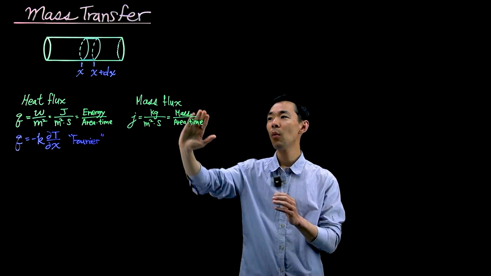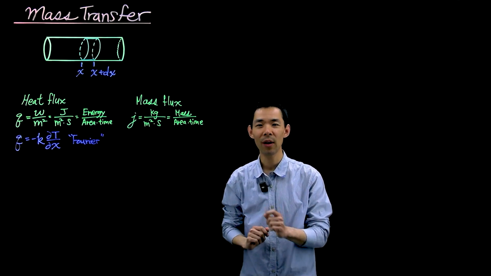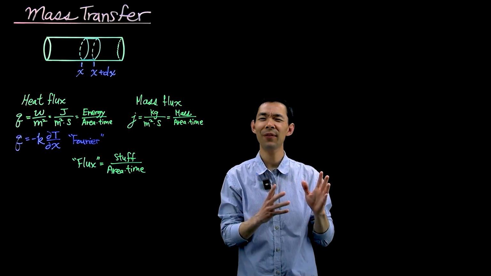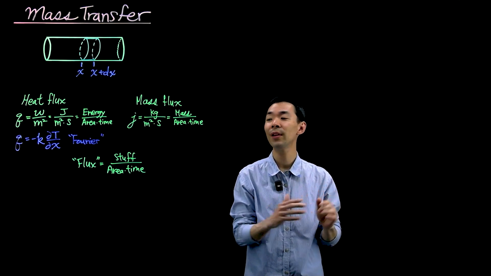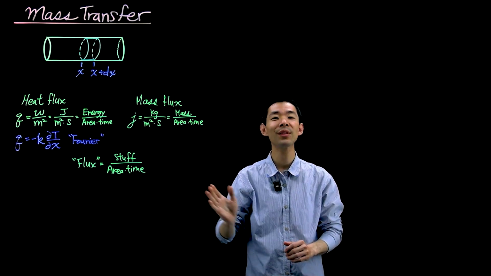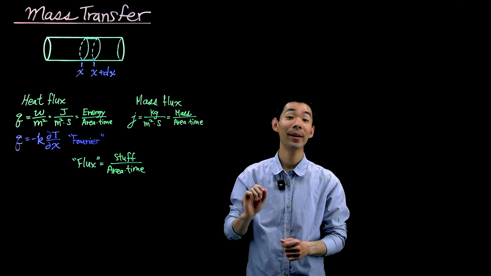So in general, whenever there's a term flux, it's almost always defined like the following. Flux is some conserved stuff per area per time. So mass flux just follows this convention of flux being conserved quantity of mass per area per time.